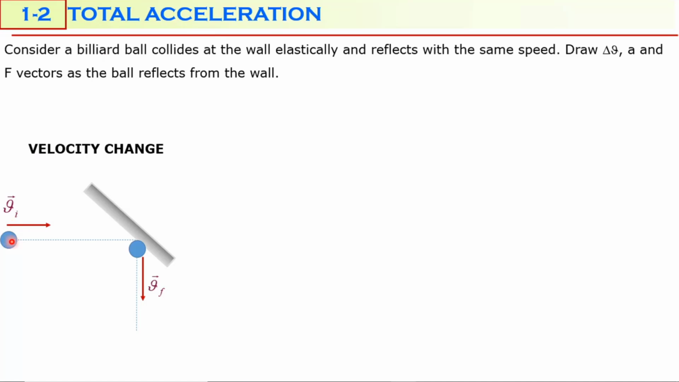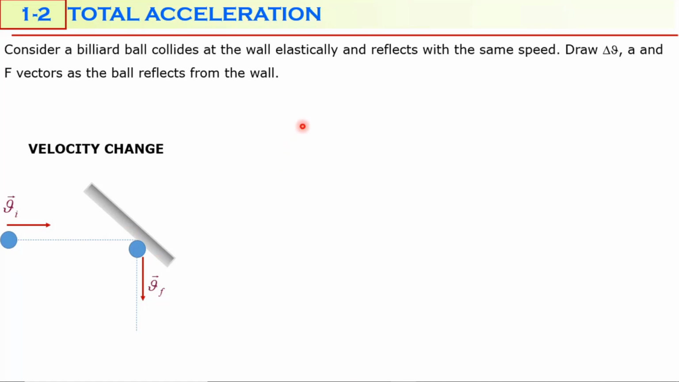A billiard ball is moving towards a wall, strikes the wall and reflects. This is normal, about the chapter you studied in the 11th grade. Consider a billiard ball moving and then colliding with the wall elastically. What does elastic collision mean? The ball does not lose energy. Its kinetic energy is conserved, which means the speed of this ball will be the same after reflection.